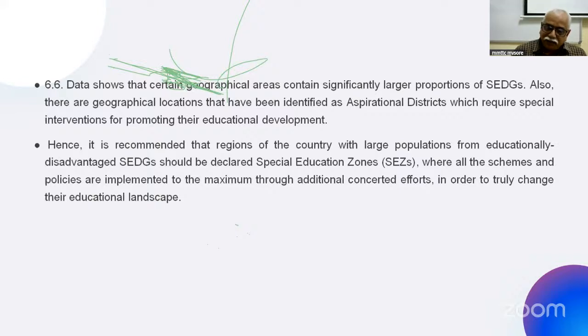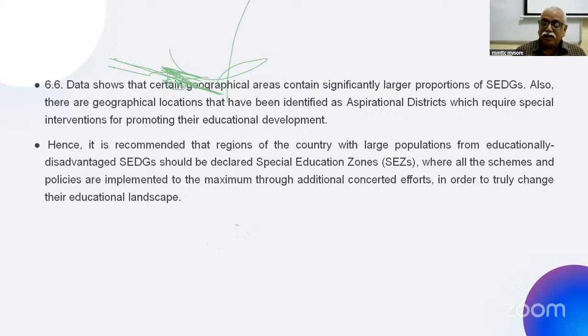In a similar way, the policy says that wherever you find aspirational districts, and these categories of socially disadvantaged group people are more, in that area you declare a special education zone and help other organizations set up schools, which cater to providing quality education to these kinds of groups and empower them to come into the mainstream in a meaningful manner over a period of time.